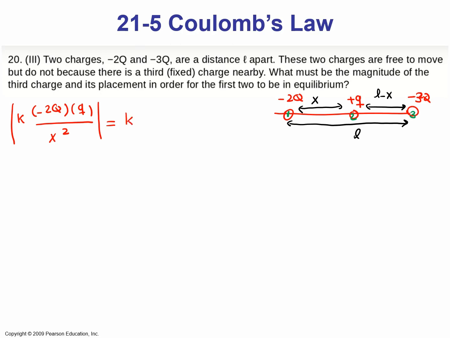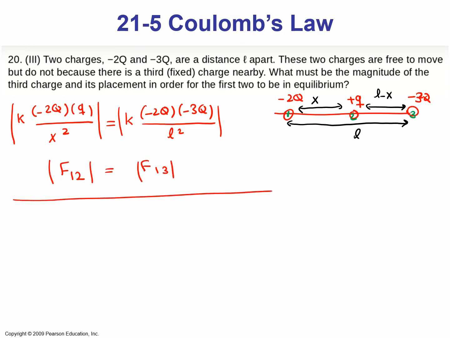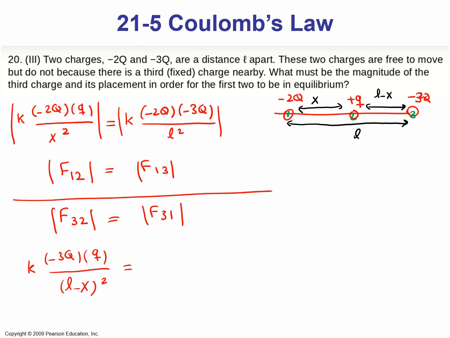And this should be equal to k, the force from particle 1, charge 1, and charge 3, minus 2q times minus 3q divided by L squared. And again, we have the absolute value, the magnitude of the forces. On the other hand, we have another equation. So this is basically F on 1 from 2 should be equal to F on 1 from 3, magnitudes. Another equation we have is F on 3 from 2 should be equal to F on 3 from 1. And let's write down this one as well. We have k times minus 3q times q divided by L minus x squared should be equal to k times minus 3q times minus 2q divided by L squared.